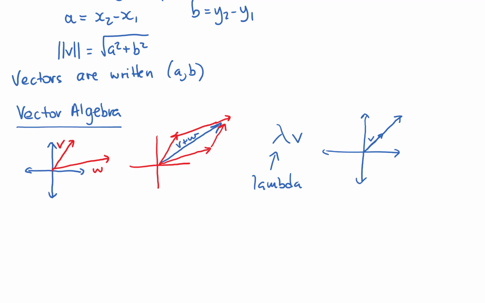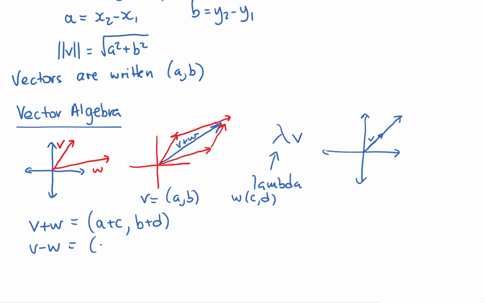And so in general, if you have two vectors, say V and W, and you know that V has components A and B, and W has components C and D. If you want to do addition, you would just add the x values of both, and add the y values of both. If you subtract, you subtract the x values and subtract the y values. And then if you apply this lambda, you apply the lambda to the x direction, and you also apply the lambda to the y direction.